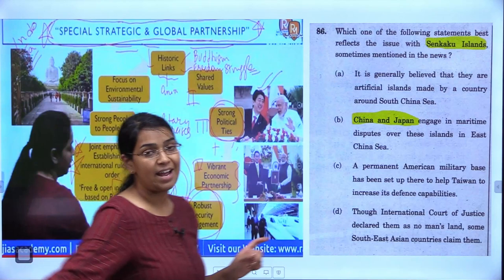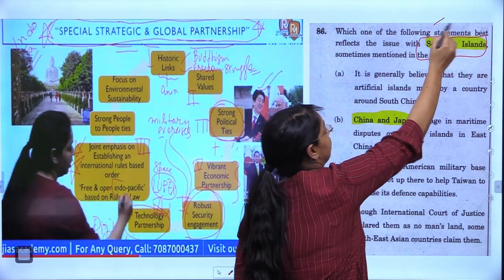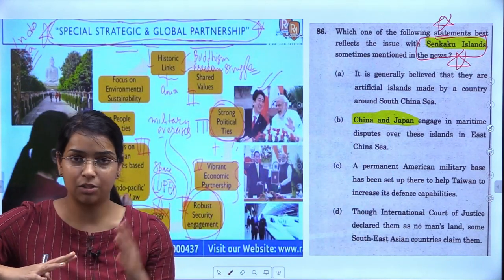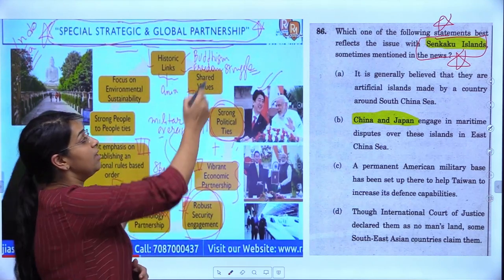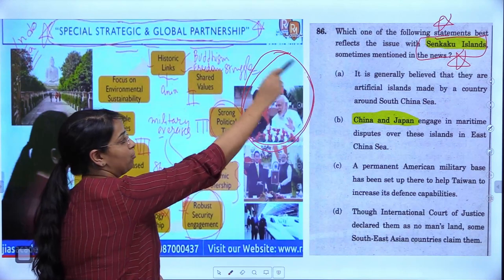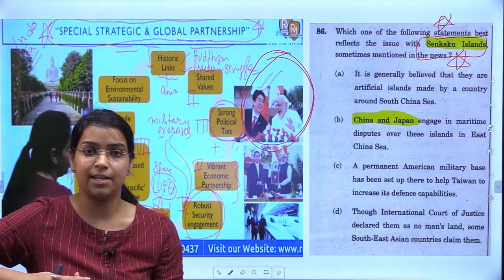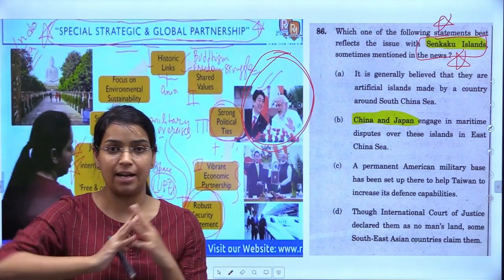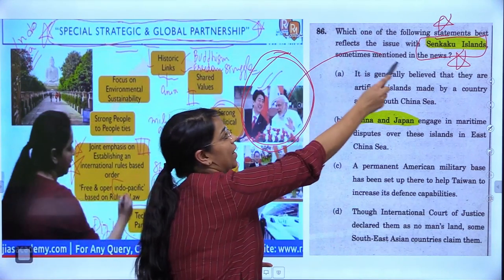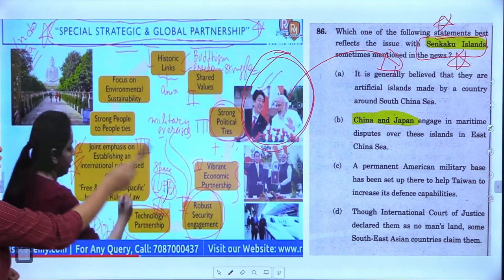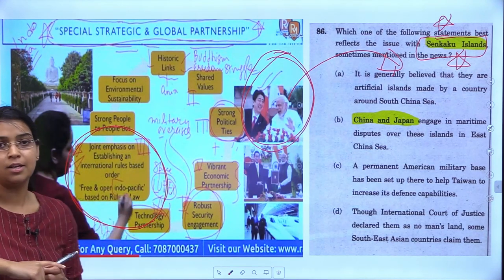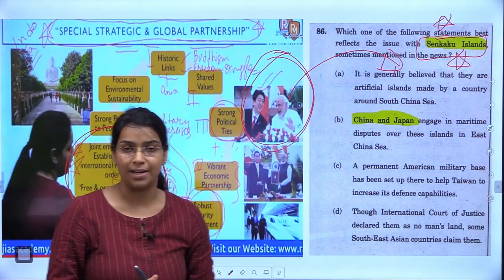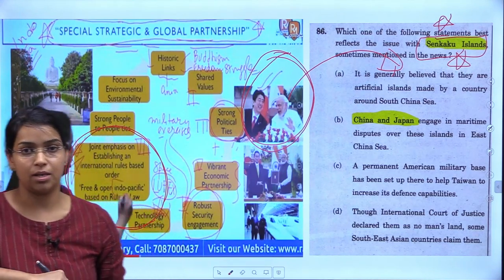Now again, a very important topic, Senkaku Islands. You had to tell what the Senkaku Islands are related to. If you have been following my Thursday discussions, you will see that I discussed India-Japan relations in detail in one of my Thursday sessions. While discussing India-Japan relations, I clearly discussed the issues of Japan with China, and there the issue of the Senkaku Islands came up very clearly. While discussing the common grounds where India and Japan can cooperate, that was countering China in some ways, I discussed the issue of Senkaku Islands also. Again, a question from the Thursday series.